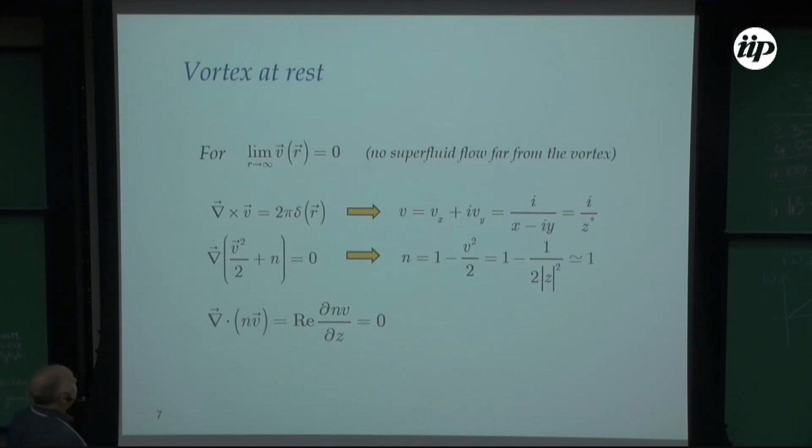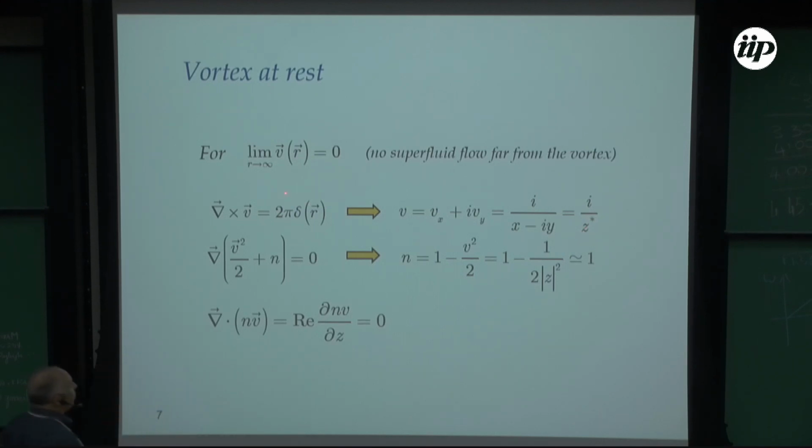And if we want to consider a situation where the vortex is at rest with respect to the flow, so it moves with the flow if you want. Of course, I can always do a Galilean transformation. Then what happens is the following. To solve this equation, it's easy to use a complex notation, write V as Vx plus i Vy. And then it is trivial to see that this equation is satisfied by i divided by x minus iy. So this is, again, the complex coordinate, or the conjugate coordinate.